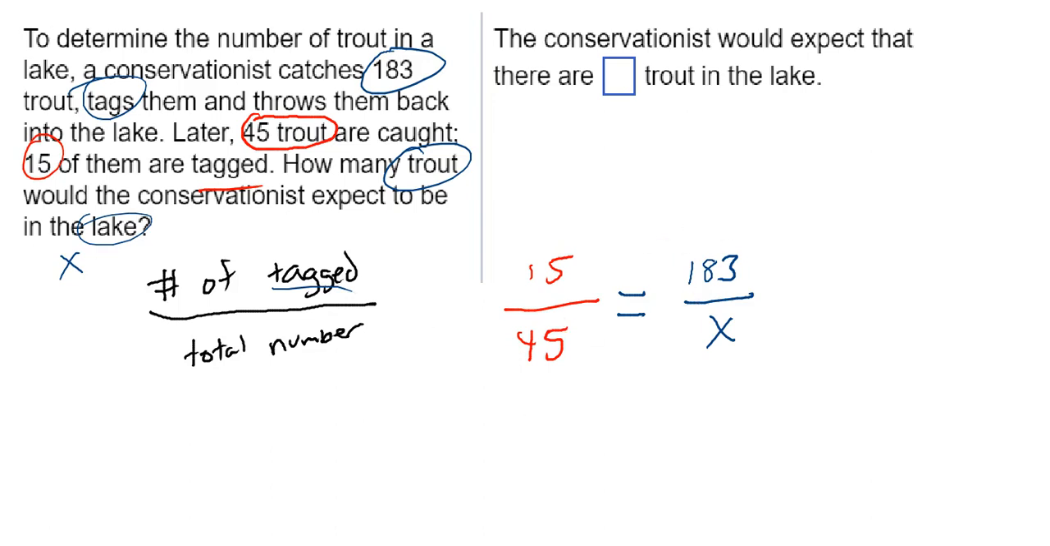So we're going to set them equal to each other. And we're going to solve this equation. It's a pretty simple equation, and we can cross multiply, which makes it even easier, right? So we get 15 times x, which will be 15x. We'll have 45 times 183.